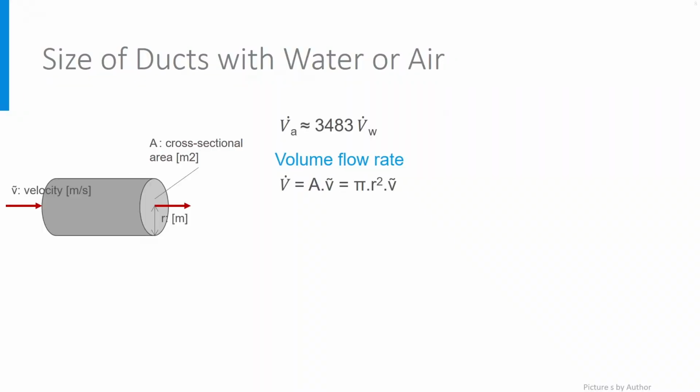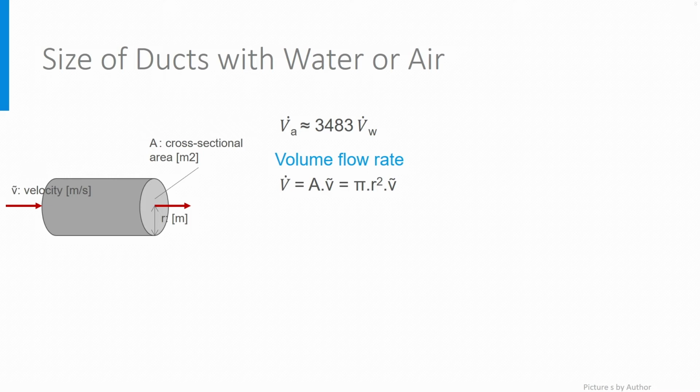What does that mean for the size of the ducts? Well, the volume flow rate of a fluid can always be expressed as the product of the cross-sectional area of the pipe and the velocity of the fluid. So it is pi times R squared times the velocity, where R is the radius of the pipe.